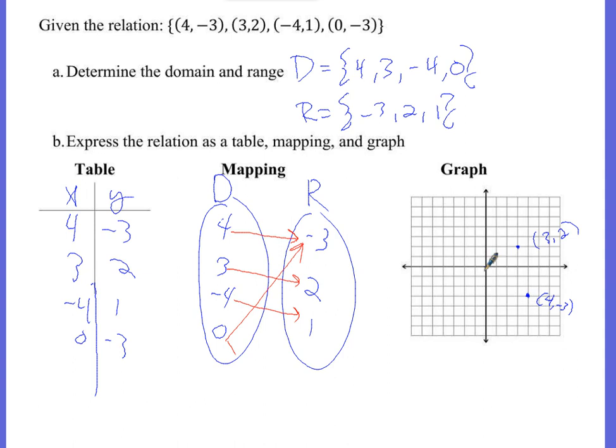Left 4. 1, 2, 3, 4. Up 1 is correct. And label that negative 4, 1. And one more. Origin. Down 3. And then what? Oh, that's it. And label that one 0, negative 3.